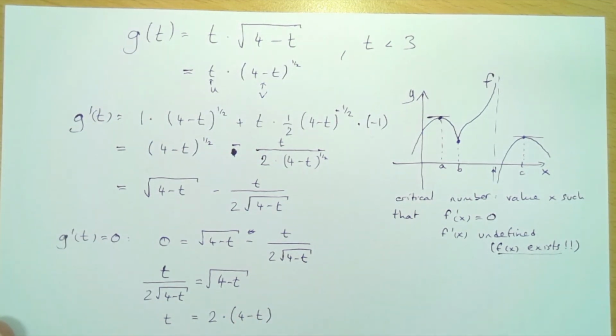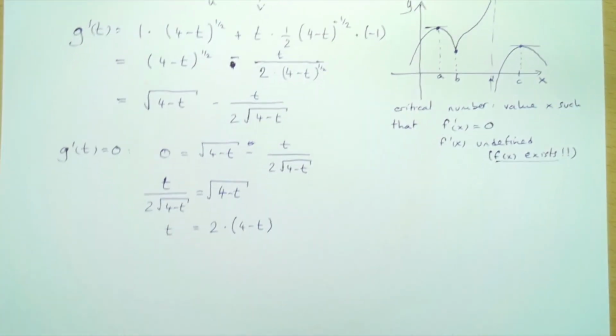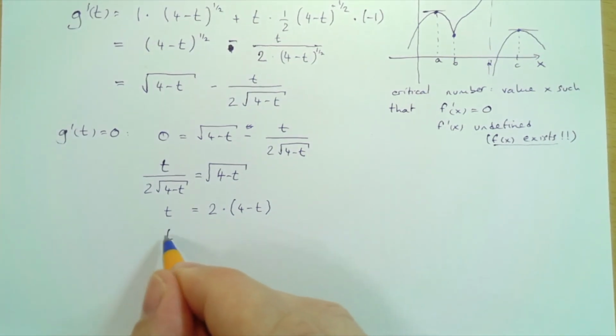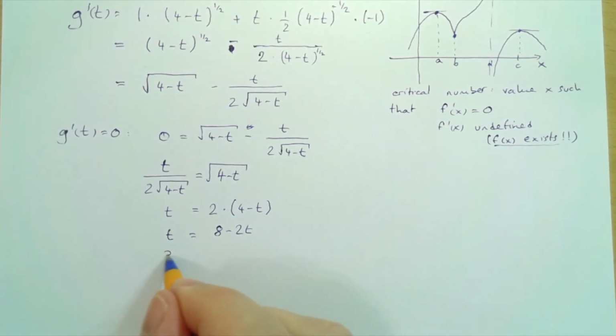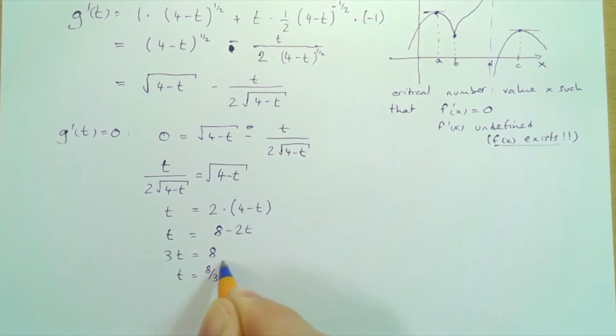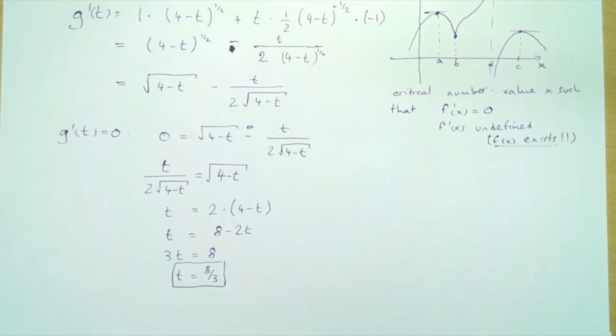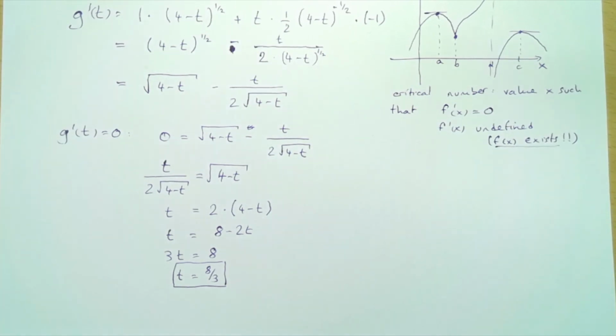Think about this step, how it worked. From here, we are not going to find it very difficult. I'm going to distribute. This is 8 minus 2t. So adding 2t, I get 3t equals 8. T equals 8 over 3. This is the first critical number. I don't need to worry really about whether t equals 8 over 3 exists, because if the derivative exists, then it means there was a point there to start with.